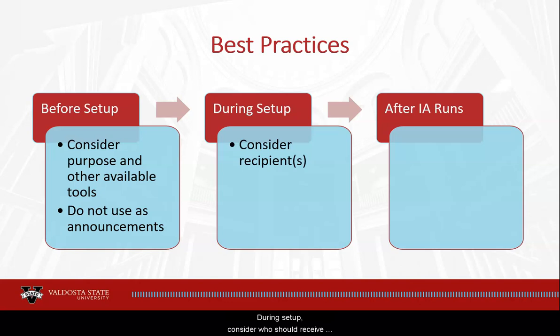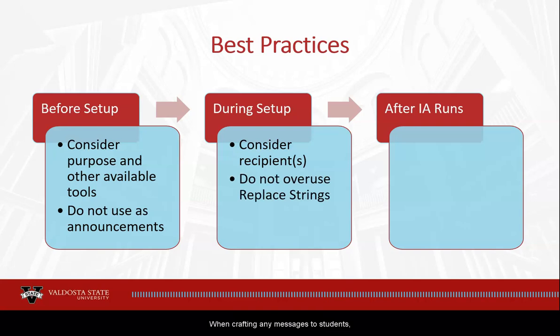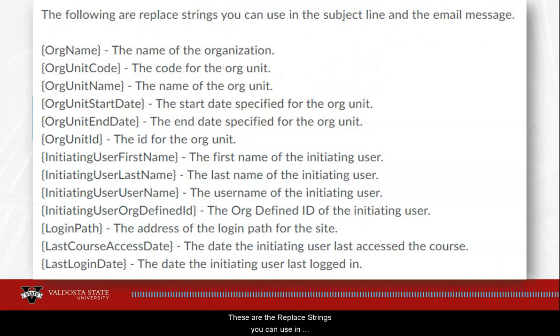During setup, consider who should receive an email once the criteria is satisfied. Do you want to receive an email first, then decide whether or not to contact the student yourself? If you want to know which students met the agent criteria, CC yourself on the email. When crafting any messages to students, use replace strings sparingly. These are the replace strings you can use in intelligent agents to personalize the messages. In regular conversation, you would not begin each sentence with the student's first name, so we don't do the same thing with an intelligent agent message either.